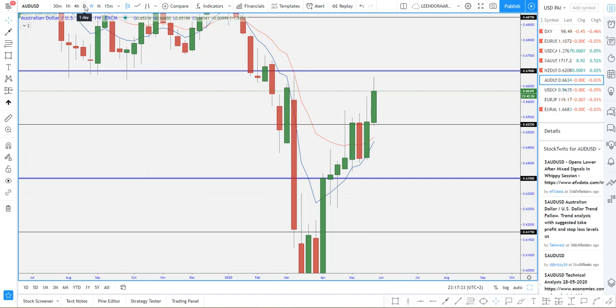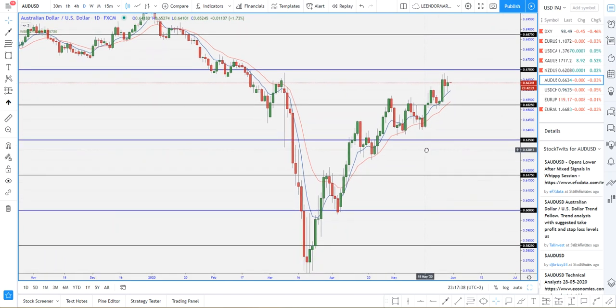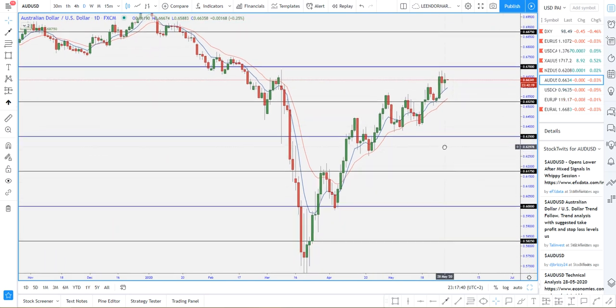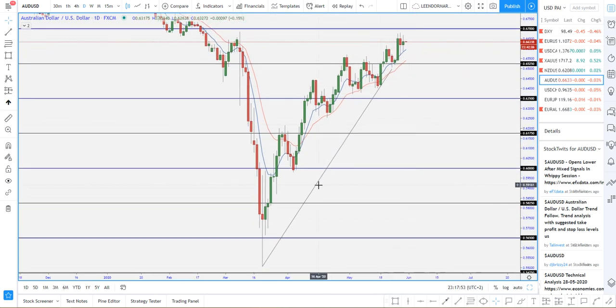So on the daily, I'm going to go to the daily then and use the tools that I have to find possible entries. So the first tool that I can use is the trend line. If I draw a trend line from the bottom going up, sorry, you will notice how this won't make sense. Like it won't make any sense. So I need to find an area that I can use to draw a trend line.